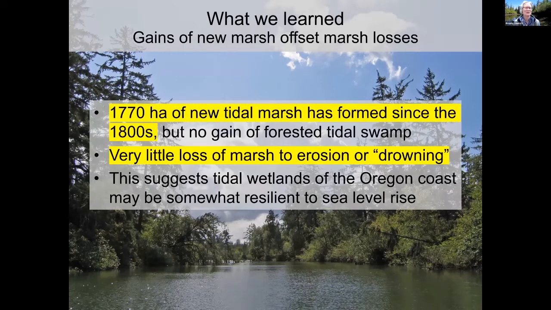Oh, I mentioned that we've gained back some tidal marsh. We've actually gained back 1,770 hectares of new tidal marsh. This isn't even restoration. This is just new marsh that has formed through accretion or deposition of sediment. And the fact that we've been gaining marsh, not losing it to erosion, is actually a positive for our coast. It suggests that under our conditions, tidal wetlands may be relatively resilient compared to other parts of the U.S. coast under sea level rise.